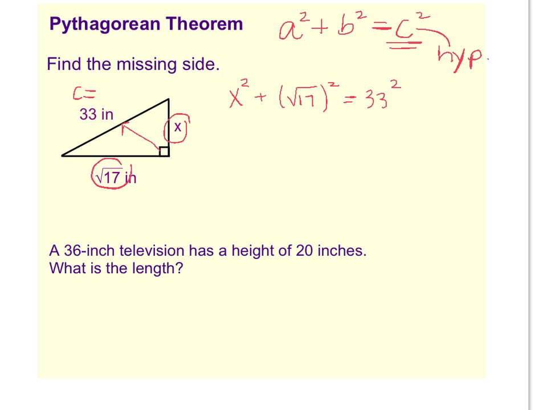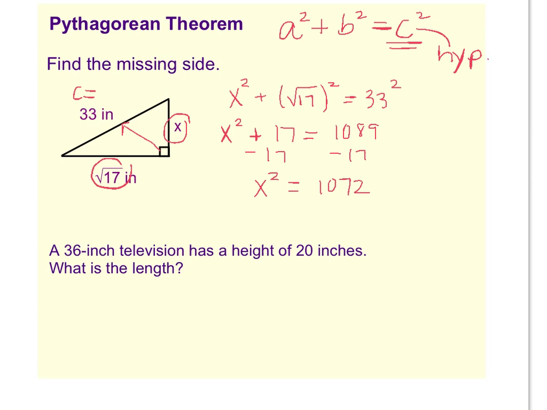Then we're just going to go through and square everything. The x squared stays. Now the square root of 17 squared: the square cancels out the square root, leaving us with just 17. And 33 squared gives us 1089. Now we're trying to figure out what x is, so we'll keep solving. We'll subtract 17 from both sides, and we have x squared equals 1072.